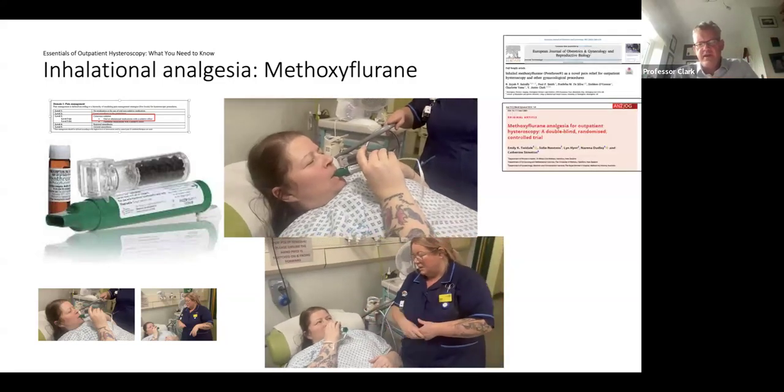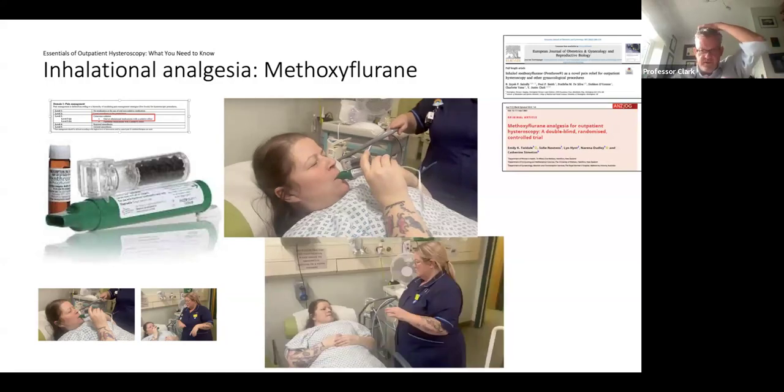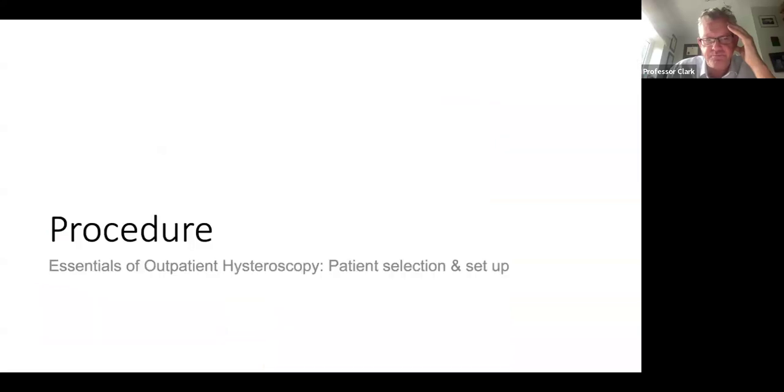So there's some data, I should say, for methoxyflurane, but it's limited. So we're trying to provide more data to see which patients might benefit from this, but it does seem to be potentially very effective, particularly for more prolonged and operative procedures.